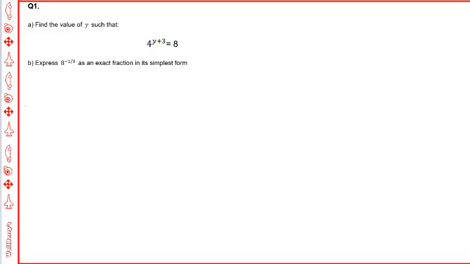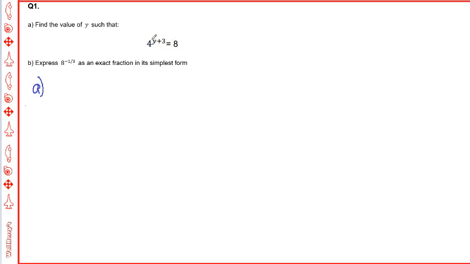So in this initial problem, we're going to solve a problem on indices. In question A, we can see that we have this problem here. Whenever we have this situation, we want to change the base of these numbers so that they're both 2. That way you have 2 to the power something equals 2 to the power something, and therefore you can make the powers equal. Because when the bases are the same, the powers can be equal.